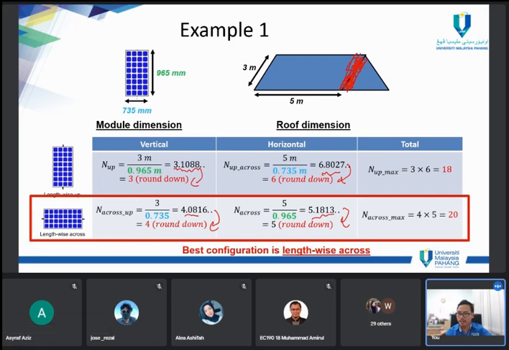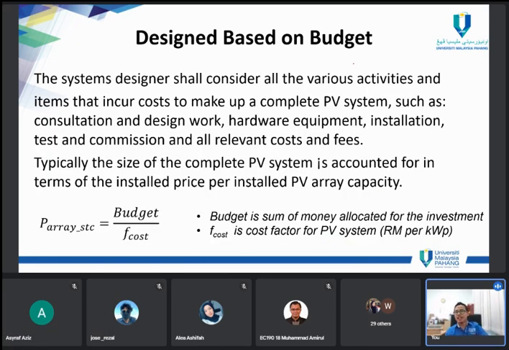Oh, sorry, I forgot the base configuration one. Okay, the next also simple, and also straightforward. The system designer should consider all the various activities and items that incur costs. Okay, that's why the second criteria is based on the budget. Budget, we're talking about the RM.